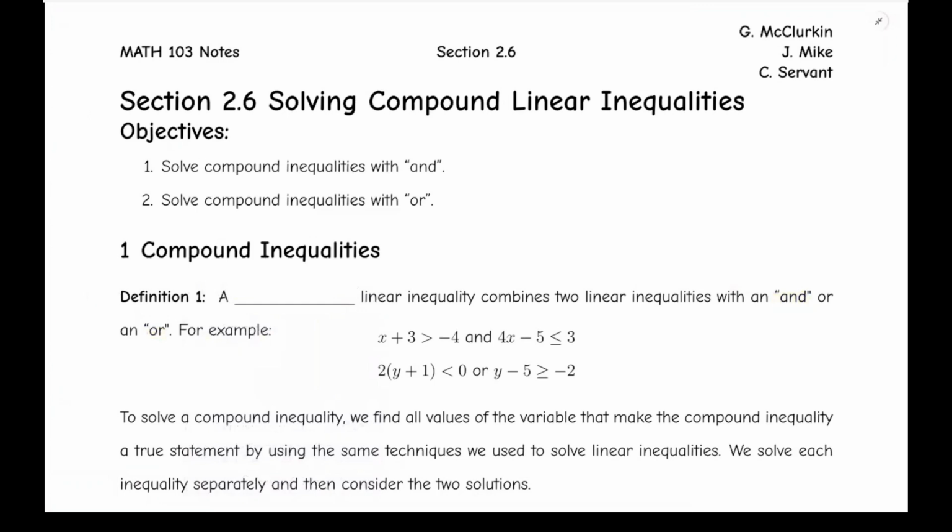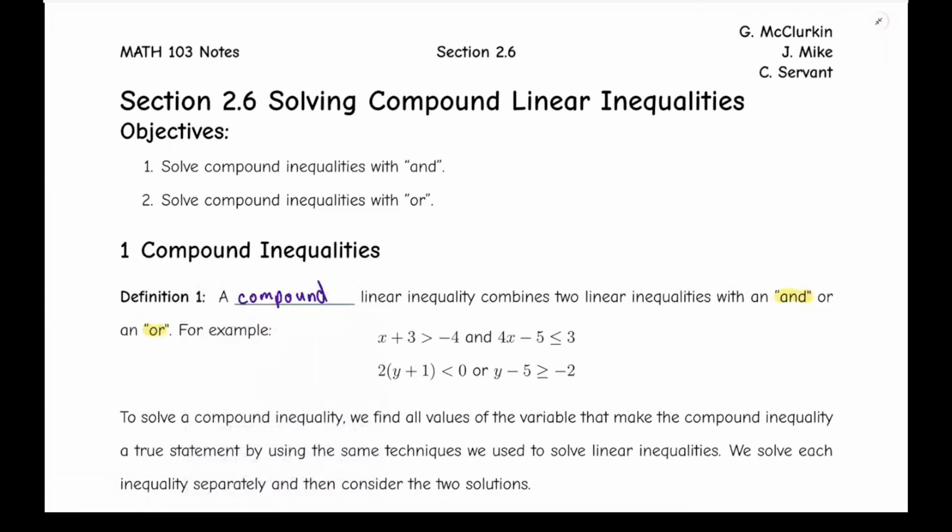Hello, today we're going to do section 2.6, solving compound linear inequalities. Part 1, compound inequalities. Definition 1. A compound linear inequality combines two linear inequalities with an "and" or an "or".